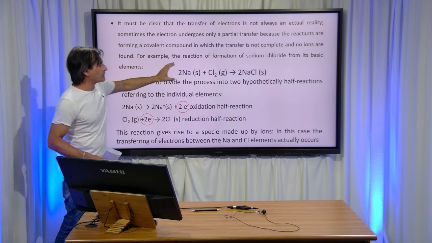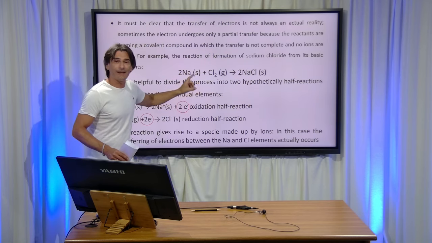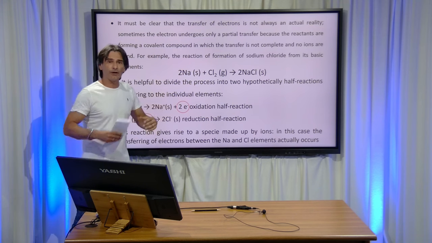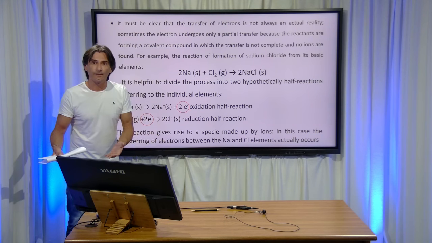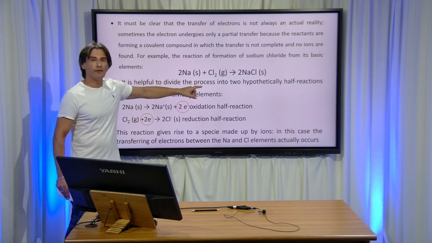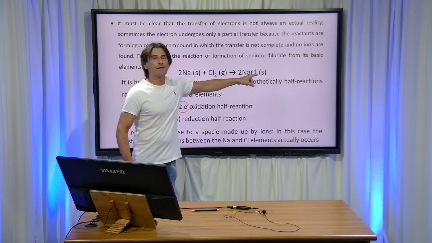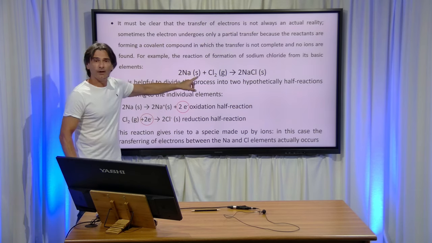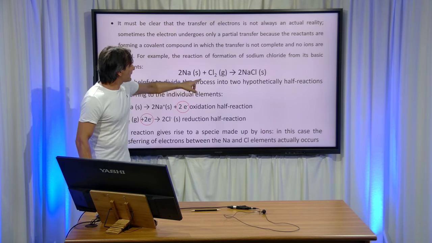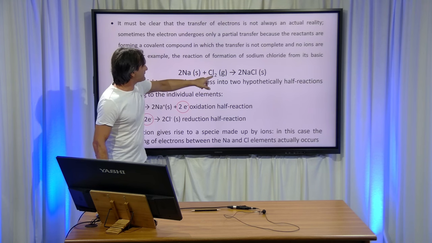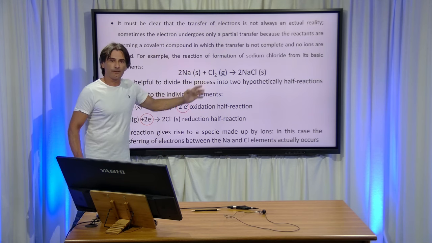Here we have a reaction in which an ionic compound is formed. This is the case in which the transferring of electrons is complete, giving rise to ions. In particular, here we have the reaction of formation of sodium chloride in its solid form, starting from sodium in its solid form, reacting with the molecule of chlorine in its gaseous form. What happens during this reaction?